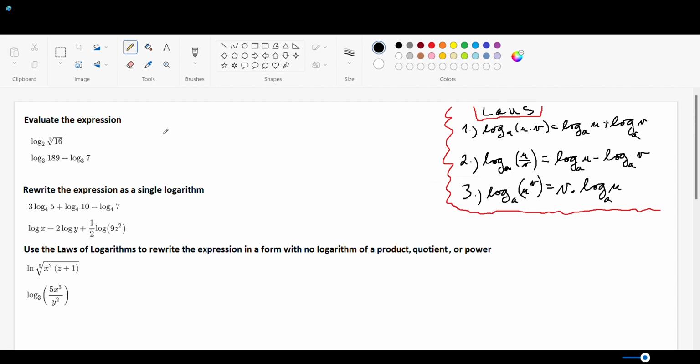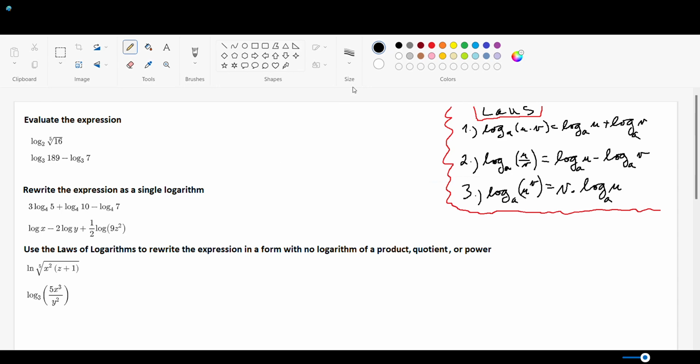So in the first task, we will be evaluating these two expressions. In the second task, we will rewrite the expression as a single logarithm. We will try this on these two expressions. And the last task will be using the laws of logarithms to rewrite the expression in a form with no logarithm of a product, quotient, and or power.